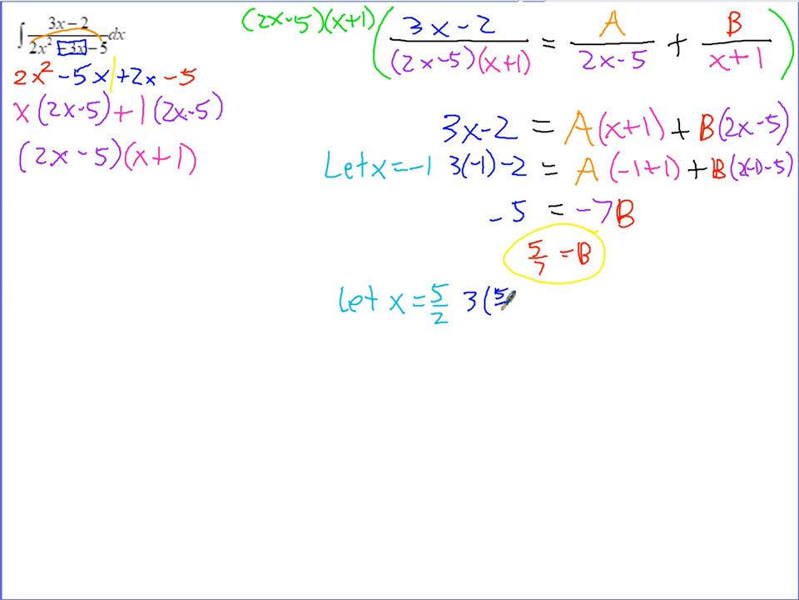So 3 times 5 over 2 minus 2 equals A, put in 5 over 2 for x here, 5 over 2 plus 1, plus B times 2 times 5 over 2 minus 5. So then just simplify it to help us solve this one. So this would give you 15 over 2 minus 2. So get a common denominator, that's 4 over 2. 15 over 2 minus 4 over 2 is 11 over 2. Equals, here we've got 5 over 2 plus 1, which is 2 over 2, gives you 7 over 2.